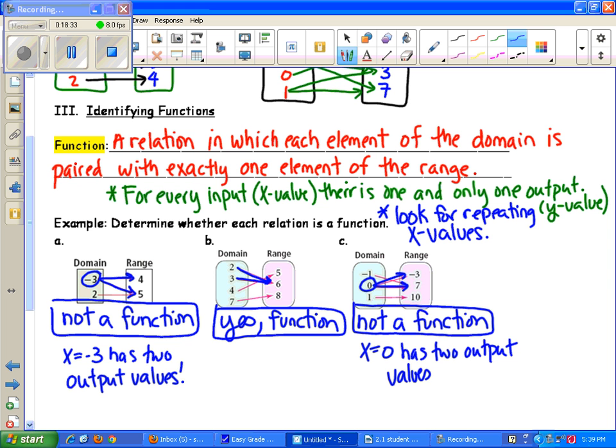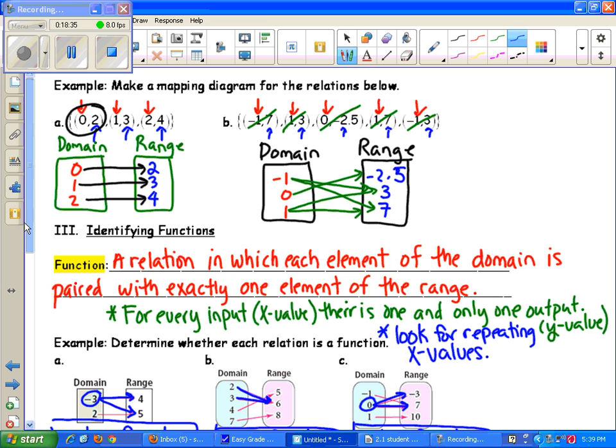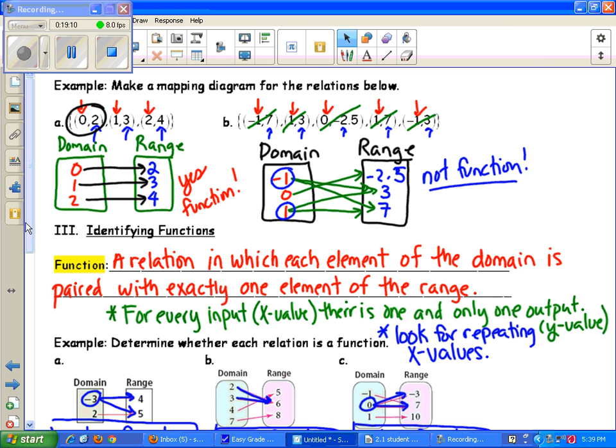So let's go back up to the 2 relations we mapped out before. If we look at this first relation, each x has only one y, so yes, this would be a function. And over here, notice that this x value has 2 output values, so this would not be a function.